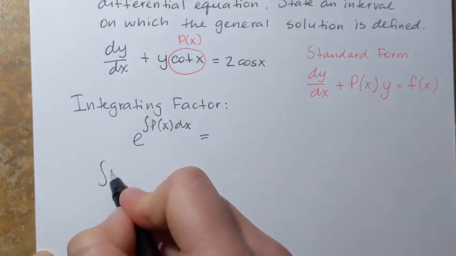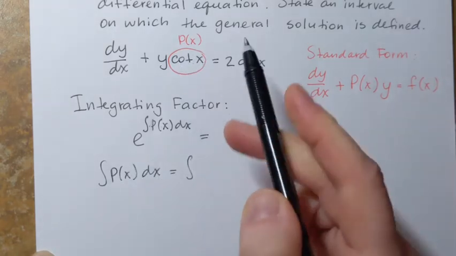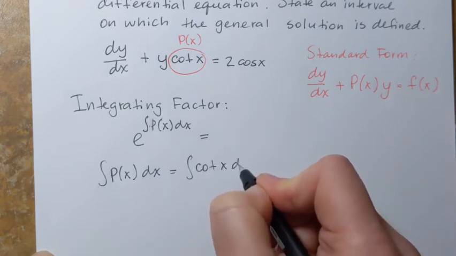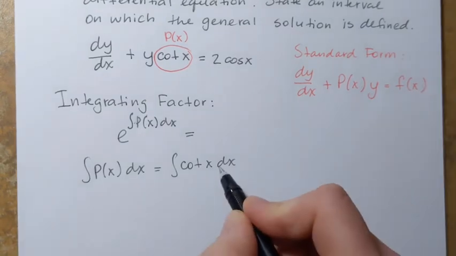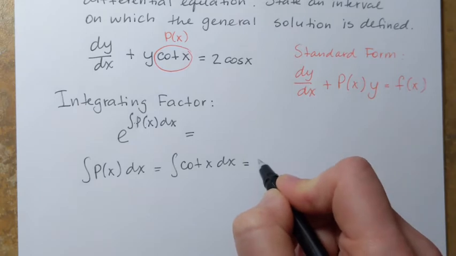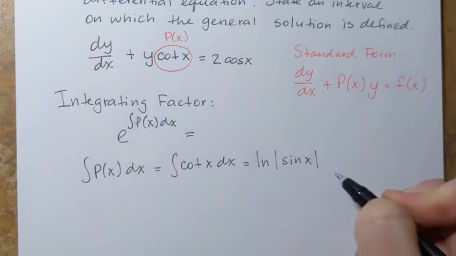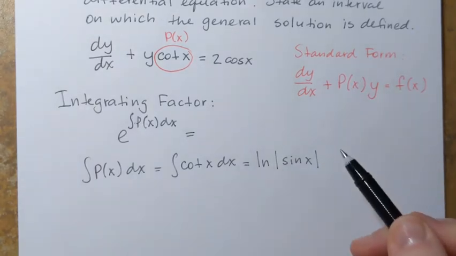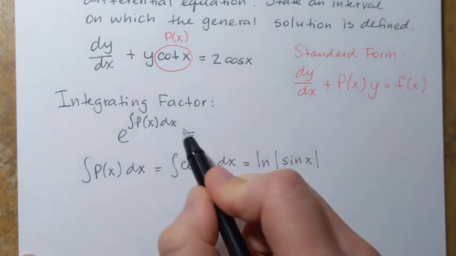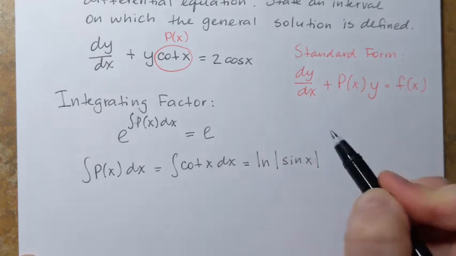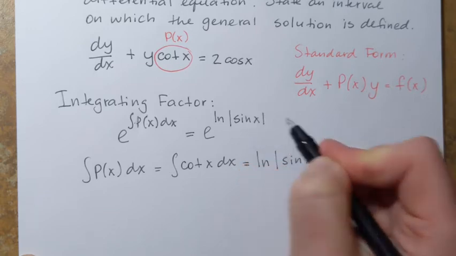So the integral of p of x dx is the integral of cotangent of x dx. The integral of cotangent of x is ln of the absolute value of sine of x. And we're not going to write plus C right here because the constant will be taken care of at a later time. Okay, so let's put together the integrating factor. It's e to the power ln of the absolute value of sine of x.